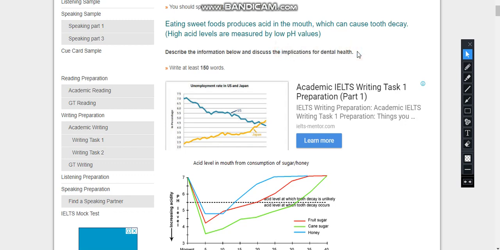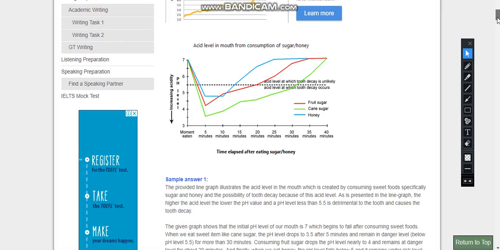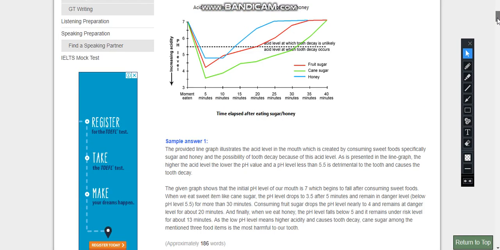The question is generally different than that, but in that task the question is: describe the information and implications for dental health. So you must analyze the information and emphasize health related information based on pH level.